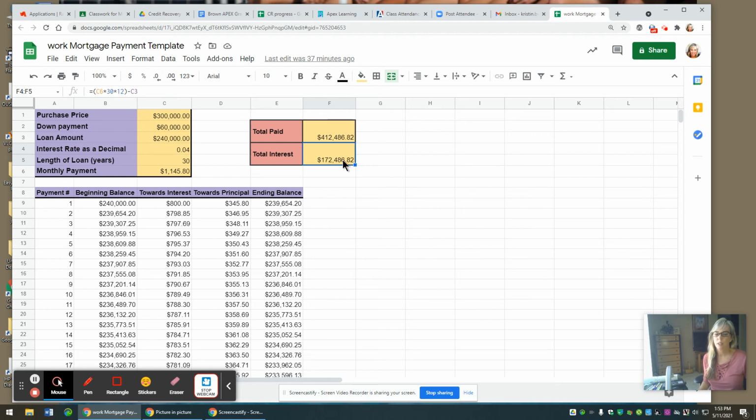That's a good chunk of money. Banks are happy to give us a loan. They're going to make a lot of money on that 30-year loan. Well, let's see if we can bring this number down. We want these two numbers to go smaller. We want to pay less for the house. We want the bank to make less off of us.